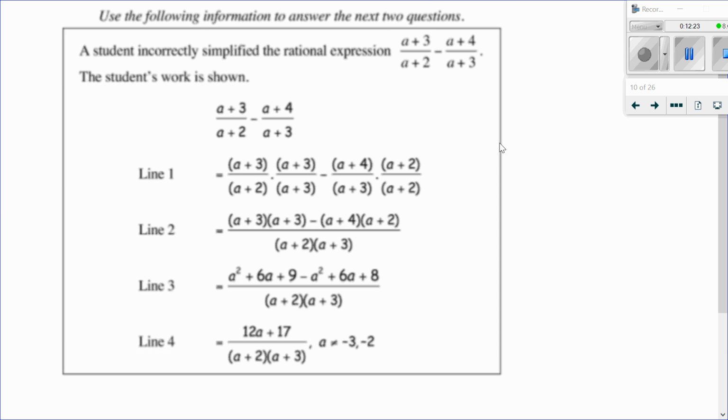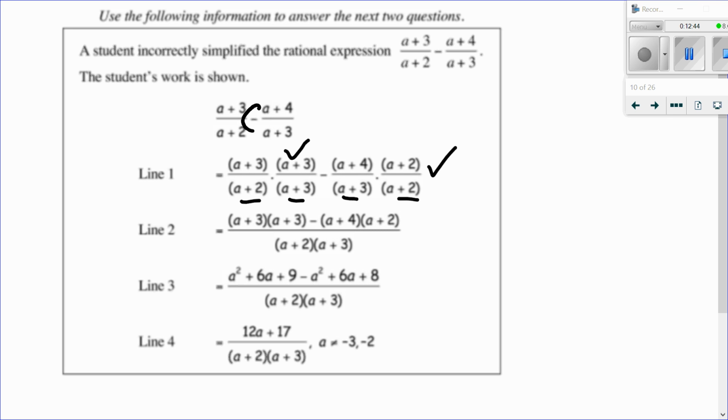Okay, for this one here, we're going to spot an error. So they're going through and subtracting. So I need a common denominator. I need an a plus 2 and an a plus 3 for each. So this one's missing an a plus 3, times it by top and bottom. That looks good. This one's missing an a plus 2, times them by top and bottom. That's good.